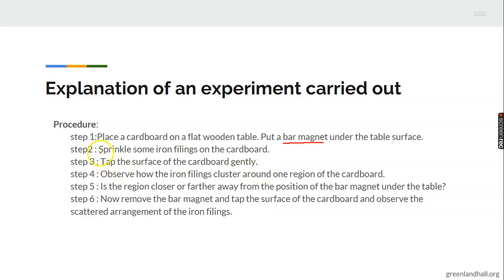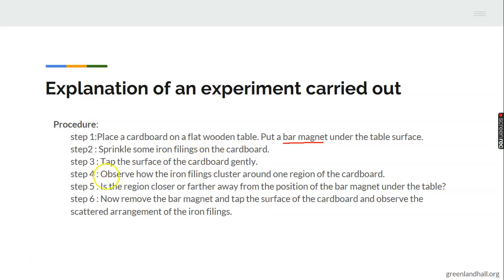And step two is that you should sprinkle some iron filings on the cardboard. On the cardboard that you've laid flat on the table, try to put some. Okay, iron filing is maybe when they file the iron. The little crumbs you have there, you sprinkle them on the cardboard.